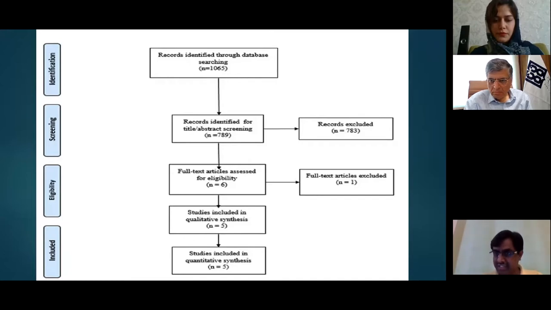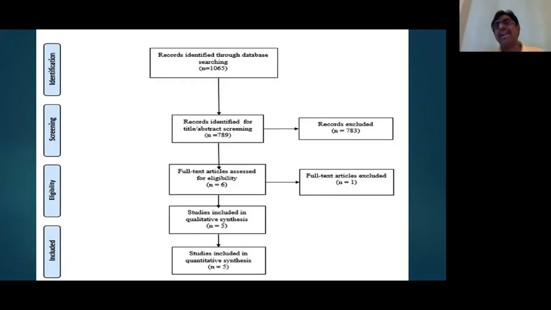After reading 6 full texts, one study we thought would come under the exclusion criteria, so that's why we excluded it. Followed by qualitative synthesis, it is 5. Again, the next number will be for meta-analysis.